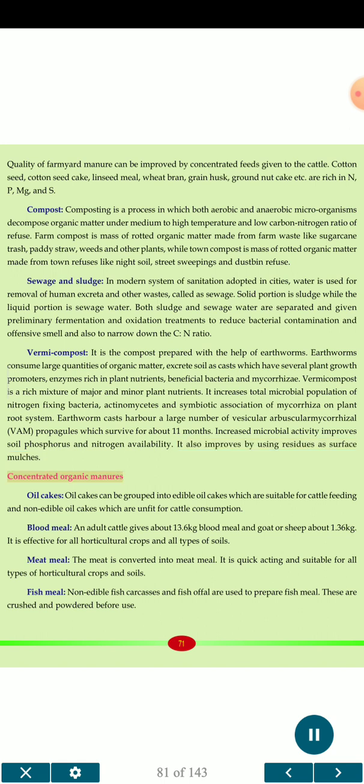Concentrated organic manures. Oil cakes. Oil cakes can be grouped into edible oil cakes which are suitable for cattle feeding and non-edible oil cakes which are unfit for cattle consumption. Blood meal. An adult cattle gives about 13.6 kg blood meal and goat or sheep about 1.36 kg. It is effective for all horticultural crops and all types of soils.